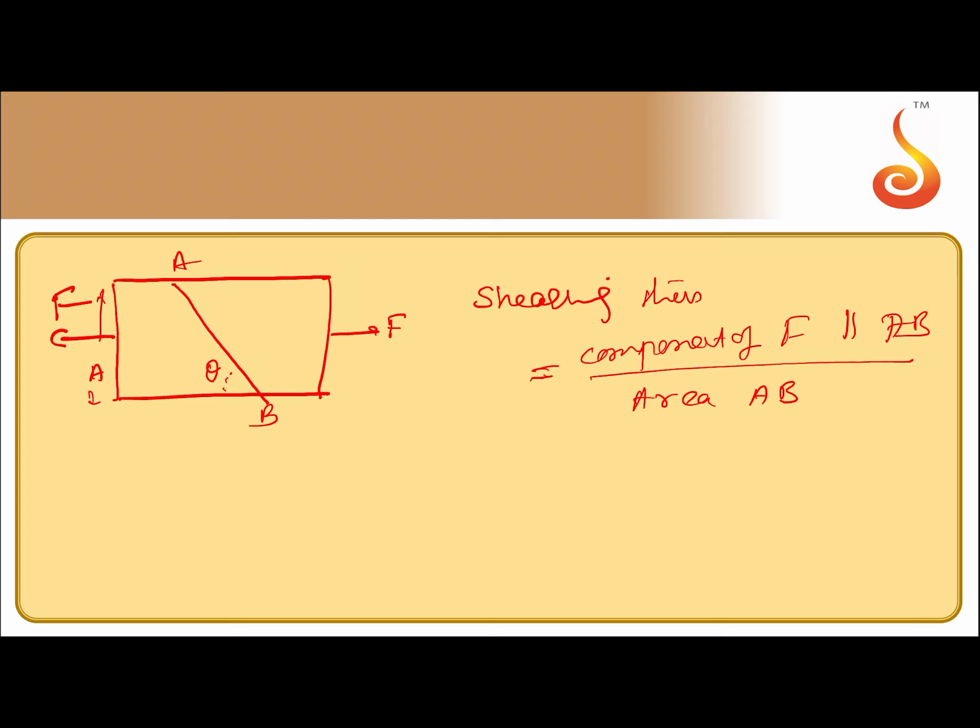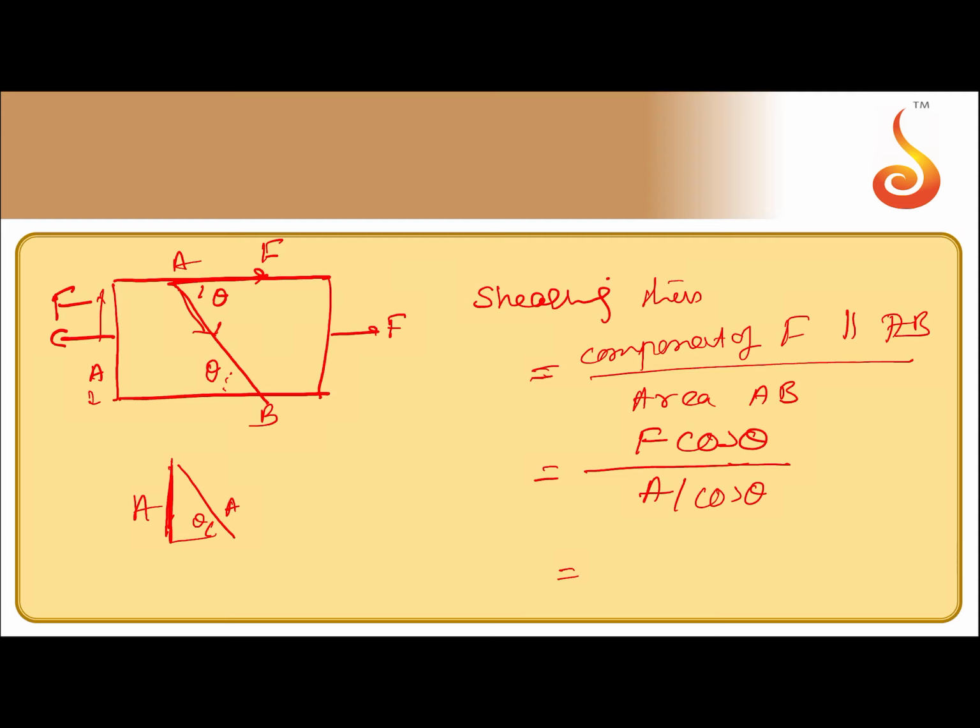So observe that force is along this direction and this angle is theta, and therefore this angle is theta. So what is this? This is nothing but F cos theta. This is F and this is nothing but F cos theta. So we have F cos theta here and the area under consideration. So what is the area under consideration? Let's look at it. This is A and this is theta. So you have A cos theta, rather A by cos theta.